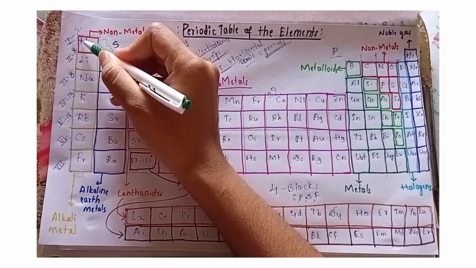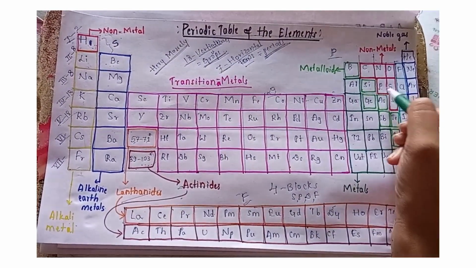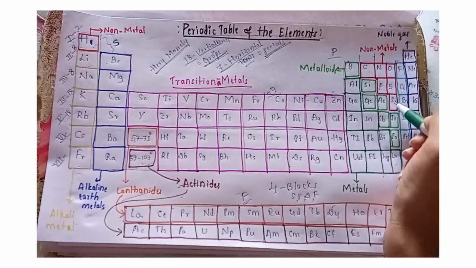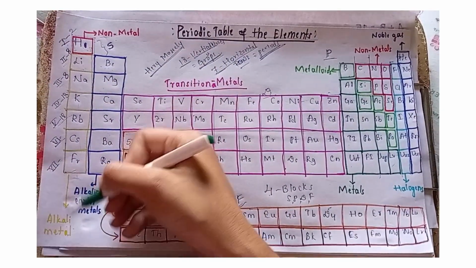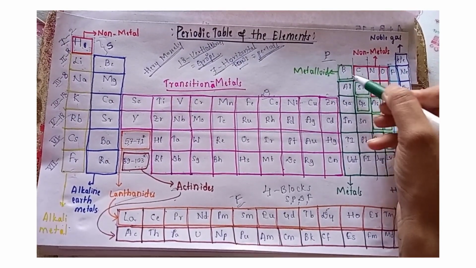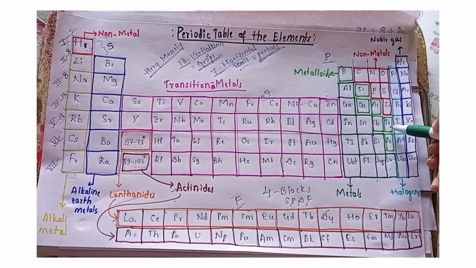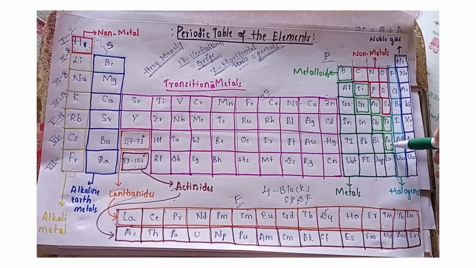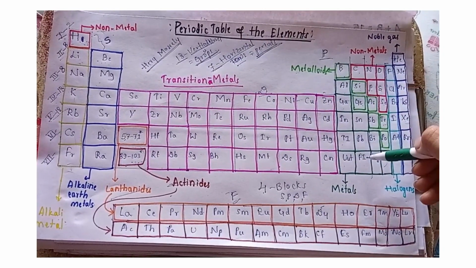What I have indicated in red color are the non-metals. Hydrogen, carbon, nitrogen, oxygen, phosphorus, sulfur, selenium are the non-metals in the periodic table. These yellow colored elements are the alkali metals. This light green color, the parrot green color, are boron, silicon, germanium, arsenic, antimony, tellurium, and polonium, which are the metalloids. And the dark green colored elements are the metals.